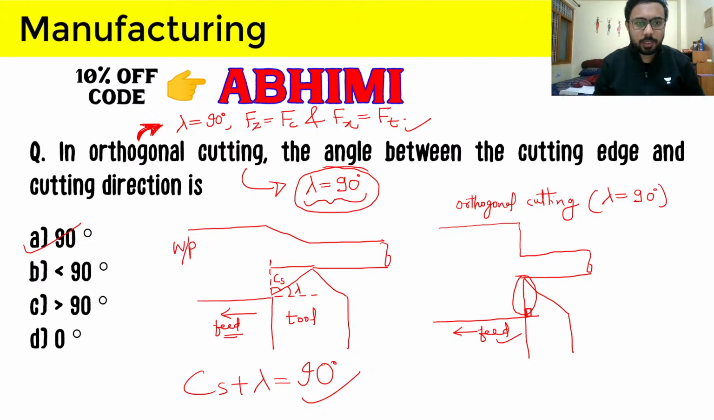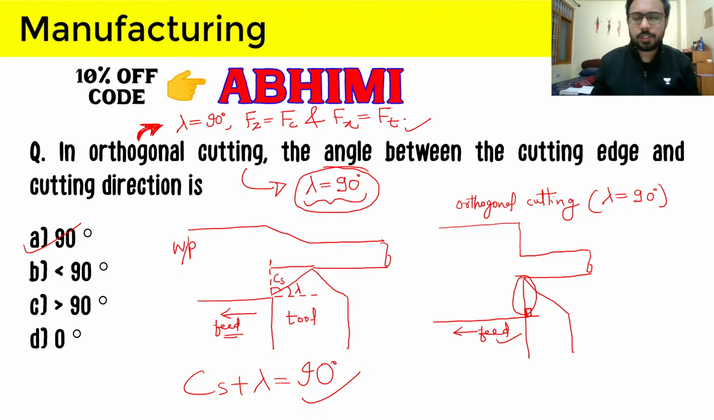Then we discussed this orthogonal cutting operation, where what will be the angle formed between the cutting edge and cutting direction. So we discussed the side cutting edge angle and approach angle, or principal cutting edge angle, and we discussed how a single point cutting turning operation looks like, where feed is provided. And we also discussed that CS plus lambda is always equal to 90 degrees. So side cutting edge angle plus lambda, that is the approach angle, is 90 degrees.